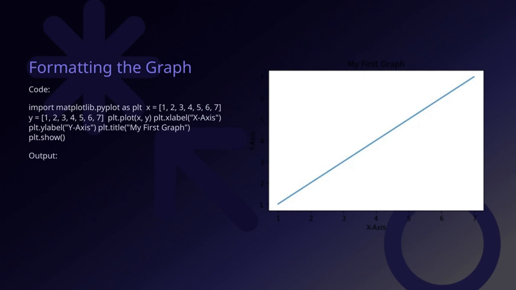Next, we plot the data with plt.plot(x, y). To add some clarity, we label the axes with plt.xlabel("x-axis") and plt.ylabel("y-axis"). These labels help viewers understand what each axis represents. We also add a title to the graph with plt.title("My First Graph"), which gives context at a glance. Finally, we display the graph with plt.show. The key takeaway here is that formatting the graph, through labels and titles, is essential for communicating your data effectively. It's not just about plotting points, it's about making your graph informative and easy to interpret. This step ties into our overall theme of creating clear, impactful visualizations.